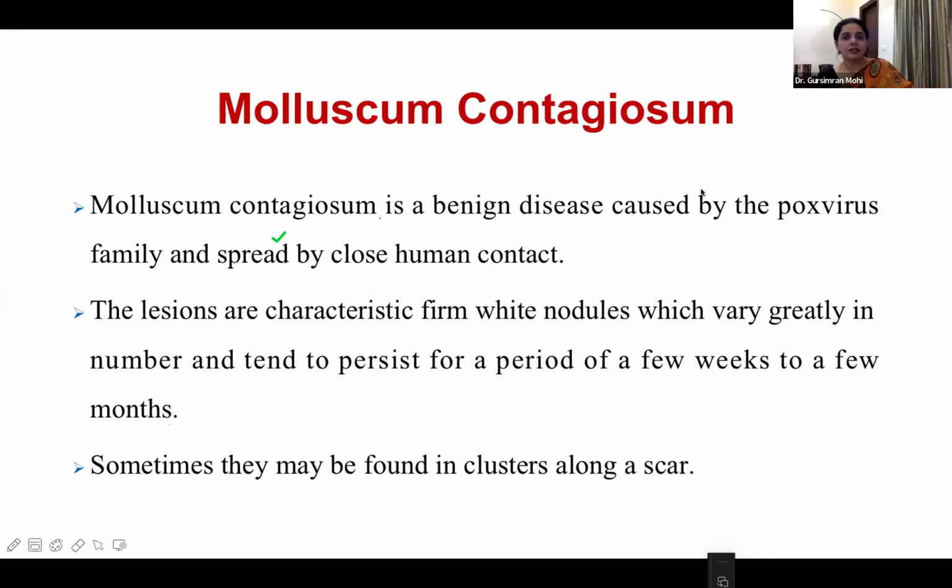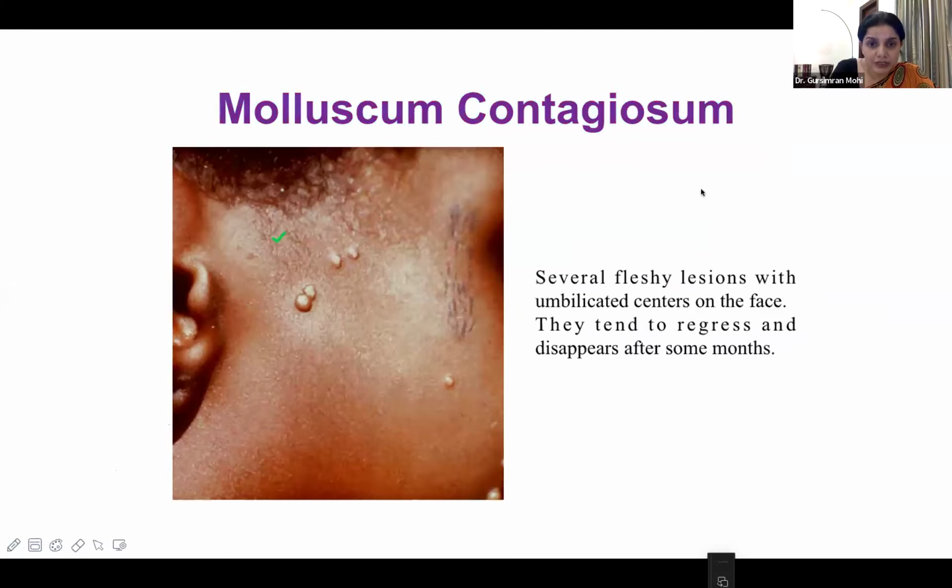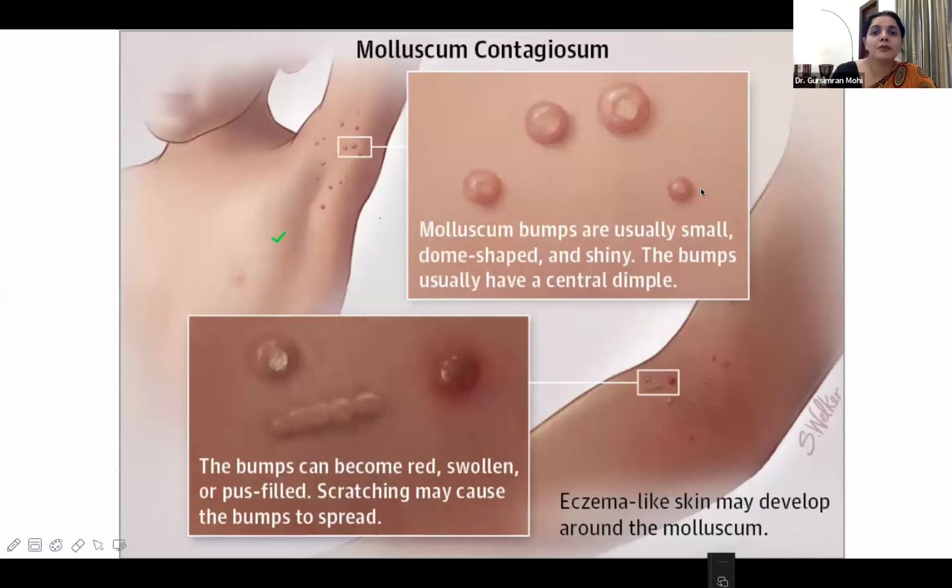So next, coming to another not less common disease, molluscum contagiosum. This is a benign disease caused by a pox virus. These are several fleshy nodular lesions that can be seen. They are umbilicated, with umbilicated centers like this. These molluscums are small and dome shaped. They are shiny bumps with a central dimple, and they can be pus filled.